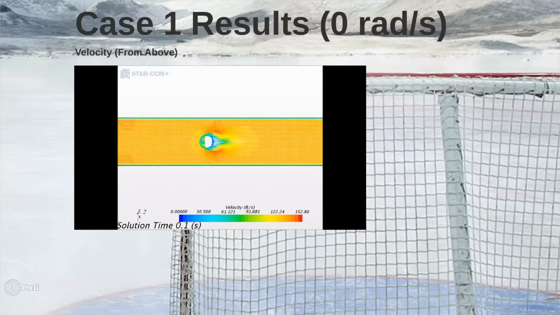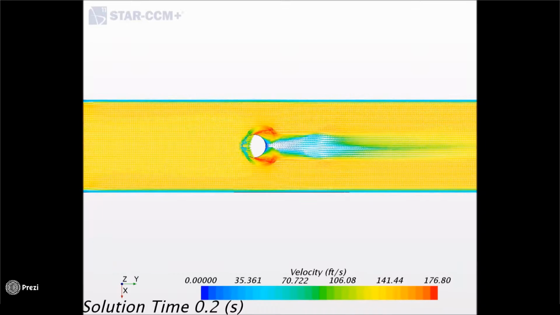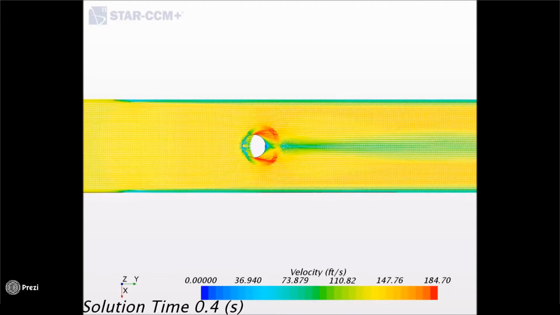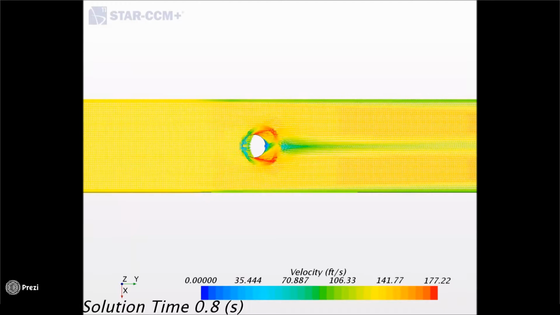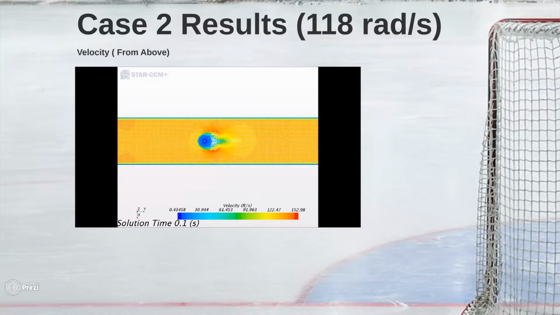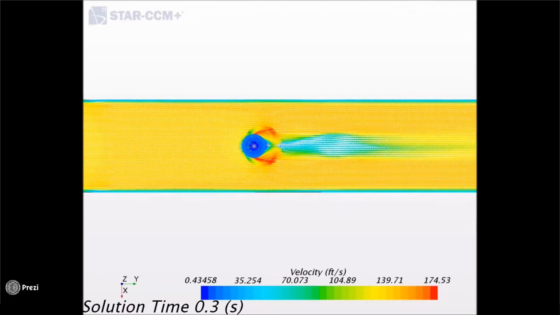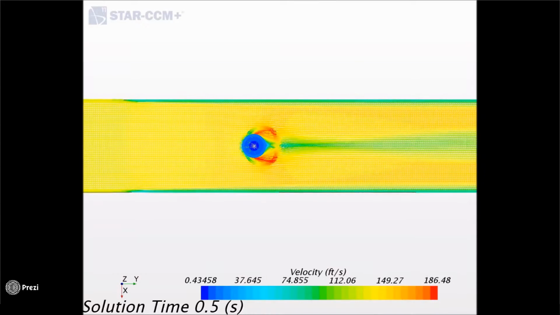Now the case 1 results, where 0 rotation is present, can be seen here, and this is a view of the puck from above. As you can see, the velocity wake behind the puck is almost directly in the middle of the puck, behind it. Going further to case 2, where rotational velocity is added at 118 radians per second, or 15 feet per second at the radius, can be seen. Now this one is almost identical, although there is a slight shift upward from the view of that wake behind the puck.